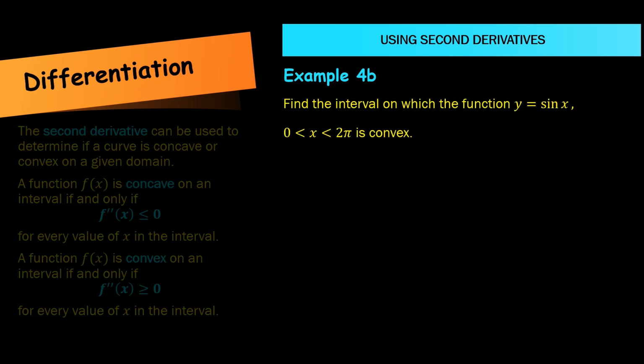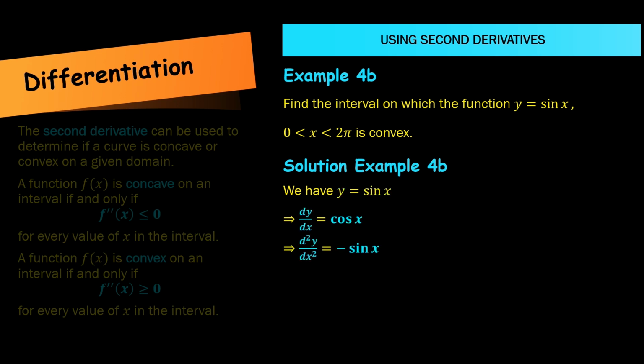Now let's take a look at part B. We are required to find the interval on which the function y equals sin x is convex for x greater than 0 and less than 2 pi. So let's solve this. We have y equals sin x, and therefore dy dx equals cos x, and d2y dx squared equals minus sin x.